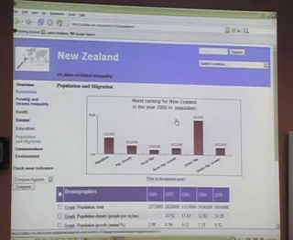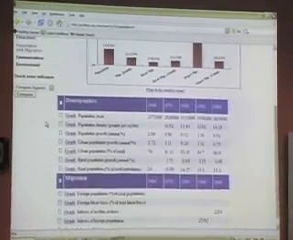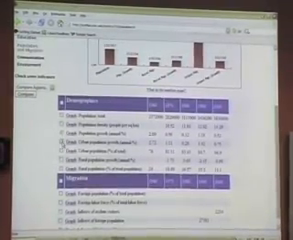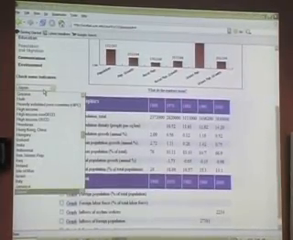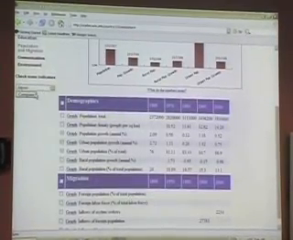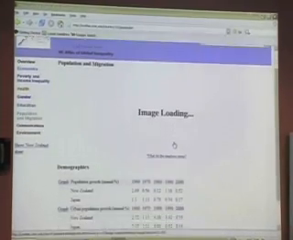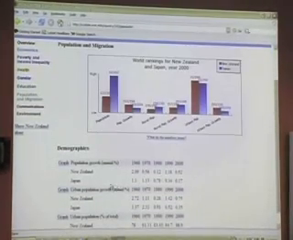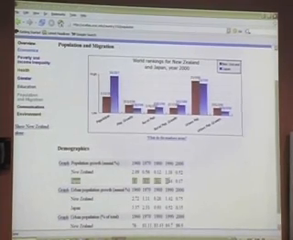Okay. And finally, we can compare this data with other countries by selecting some of the indicators that we're interested in. And then selecting a country. We'll check out Japan. And you can see that now Japan has been interleaved into the indicator rows, shown right there. And the bar chart's been updated with side-by-side comparisons of New Zealand and Japan.